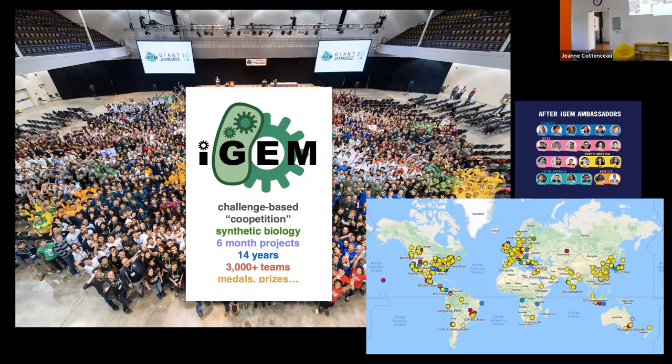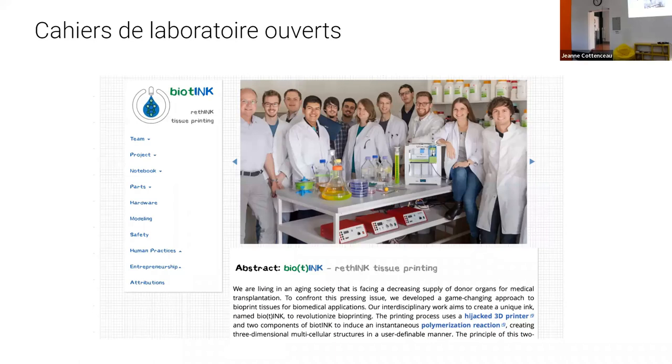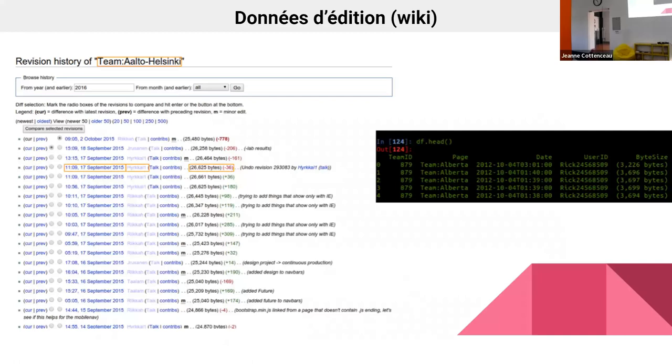What's interesting is that it's an open science competition, meaning that the teams all have to write everything they do on an open lab notebook. So you have access, in time, to which person did what, and everything is documented. And because they used wikis, which is super cool for collaboration, we have the exact traces of who did what at what time. So we know which person did the experimental part, which person did dry biology or bioinformatics, et cetera.